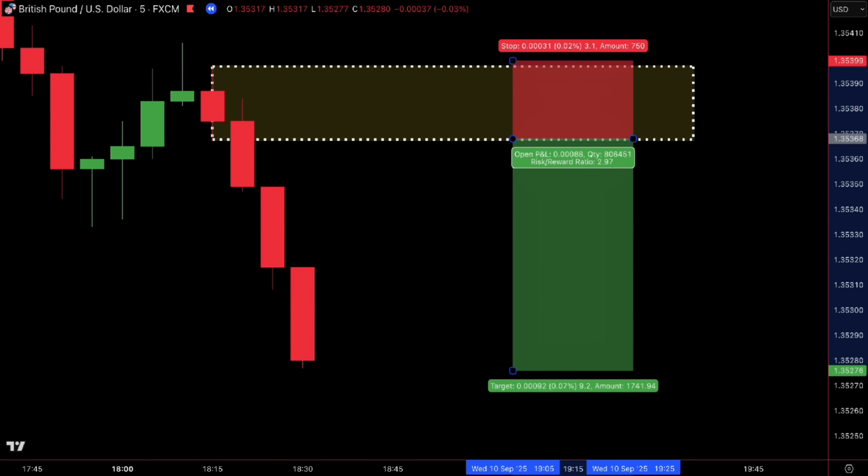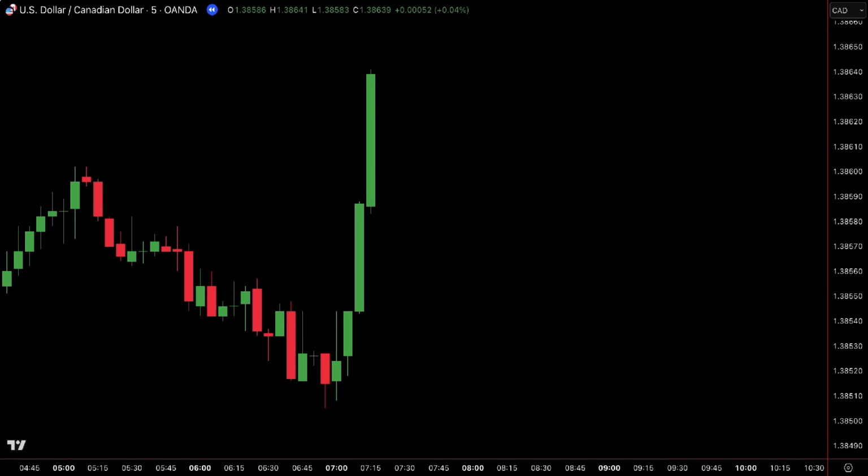Okay, so remember: strong candles, fresh zone, break of structure, and solid risk to reward. If even one of these is missing, I skip the trade. No criteria, no trade. Simple as that. Now let me walk you through a clear example so you can see exactly how this works in real time.